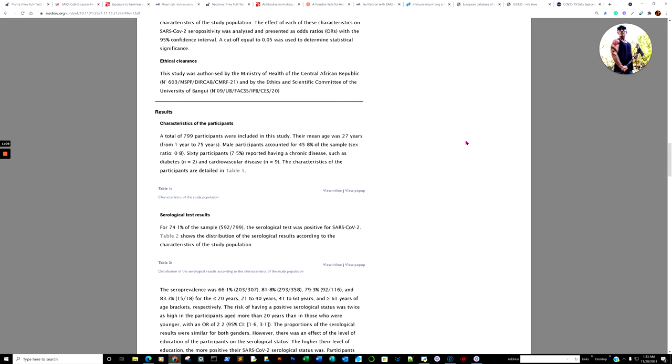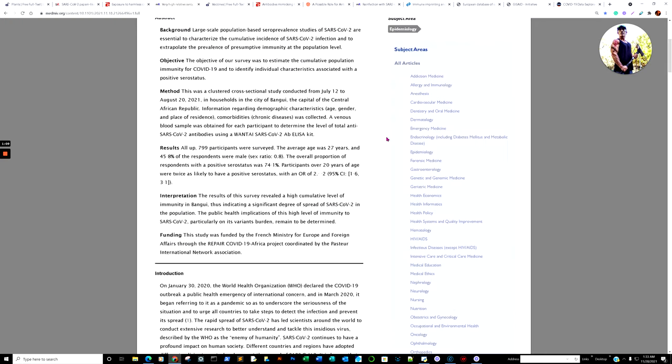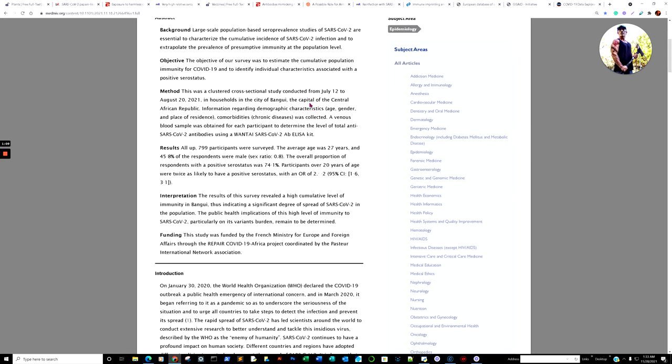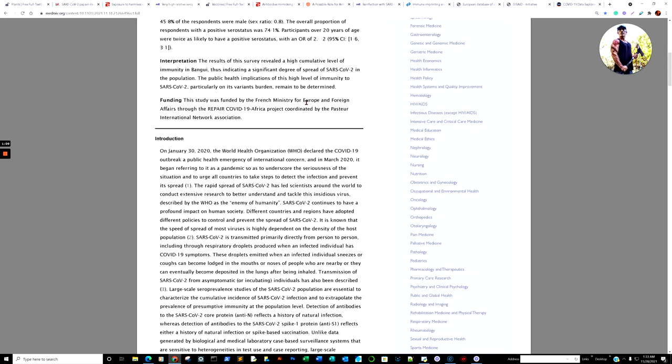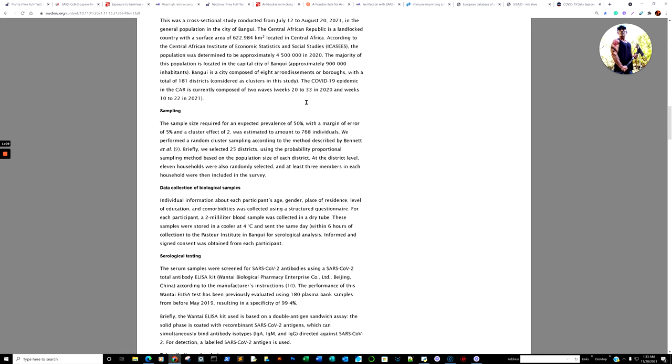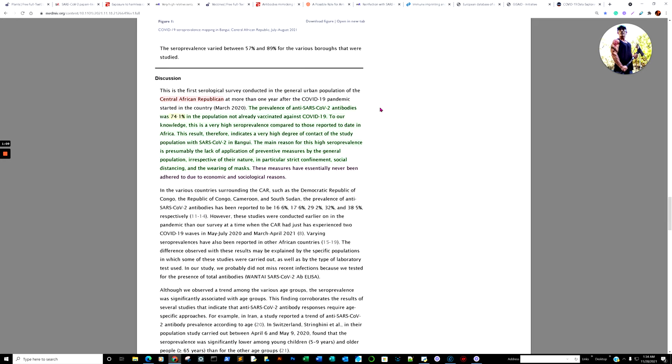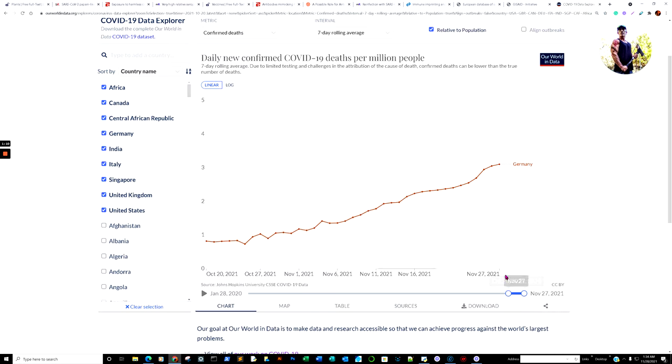Again, observational data. Central America, they just let things go. They didn't have any lockdowns or anything like that. They were concerned about the economical, I want to say ecological, and sociological reasons. And we looked at it, and they were like, there they are, right there.